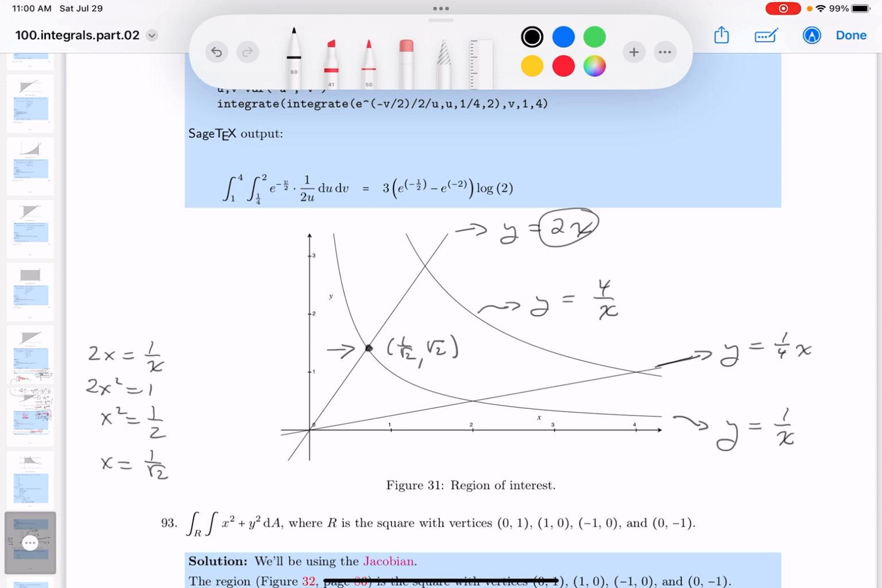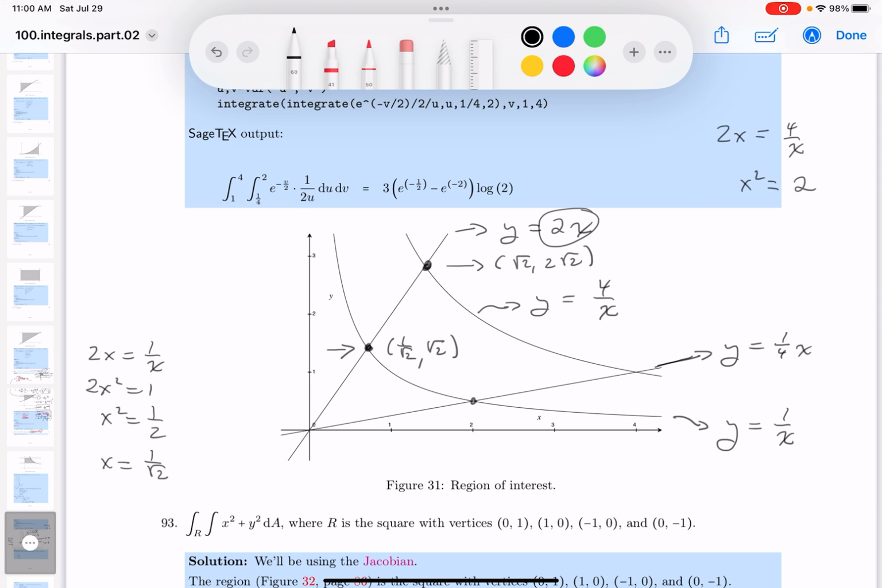Let's do this point. Okay, what does that mean? 2x is equal to 4/x. What do you get there? X squared is equal to 2, or x equals plus or minus √2, but I'm in this quadrant, so let's write this down. So it's going to be √2, and 2√2.